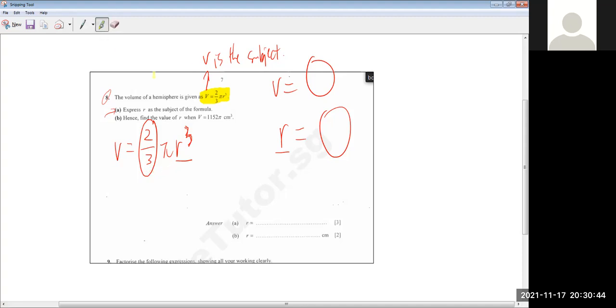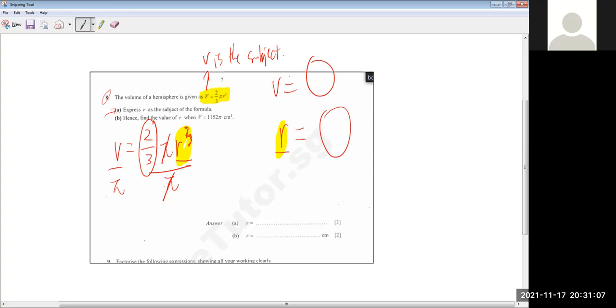So R has to be on one side. That's why you get R equals to something. Then the other side is non-R. All right. So how do you move the pi over? So you just divide by pi on both sides.